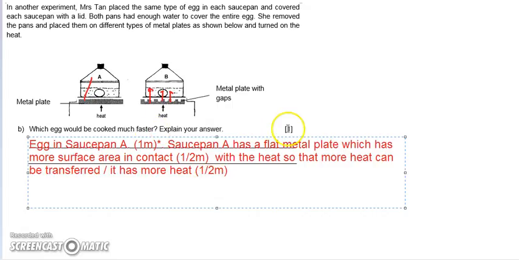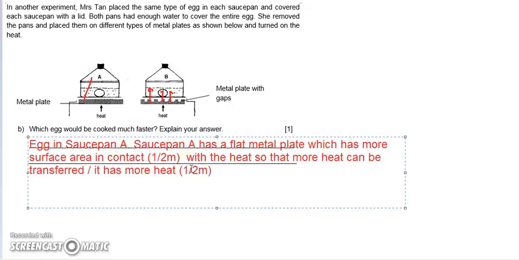Alright, so I'm so sorry. This is wrong. It should be like that. There should not be any marks here. If you just say egg in saucepan A, you won't be getting marks. For you to get the marks, you need to explain why. In this case, the surface area that is in contact with the heated plate would be the main answer. Okay, thank you very much.